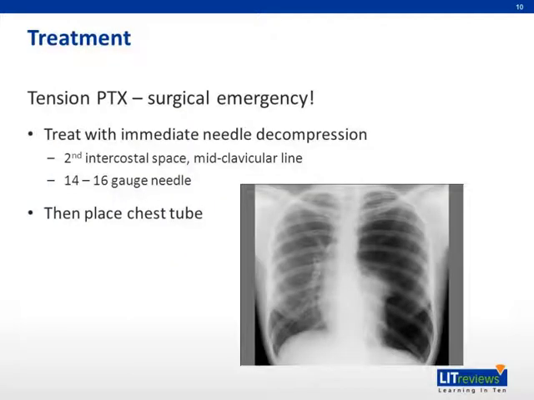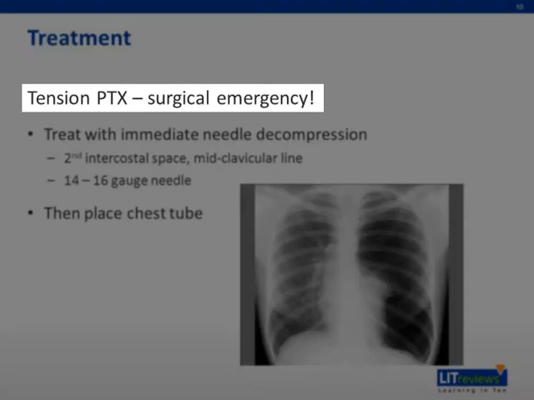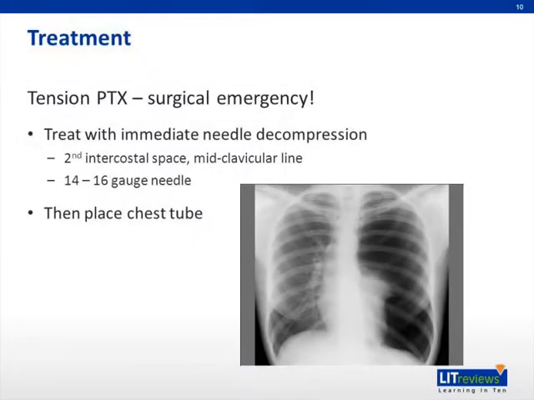The treatment of pneumothoraces varies depending on the clinical situation. A tension pneumothorax is a surgical emergency. A tension pneumothorax occurs when air fills the pleural space, collapsing the lung and causing associated mediastinal shift to the contralateral side. This results in hemodynamic instability.